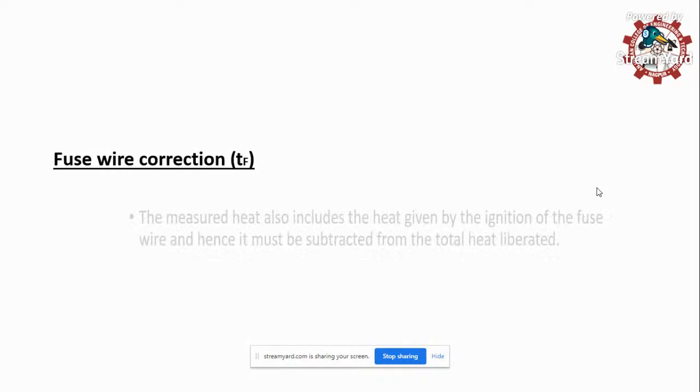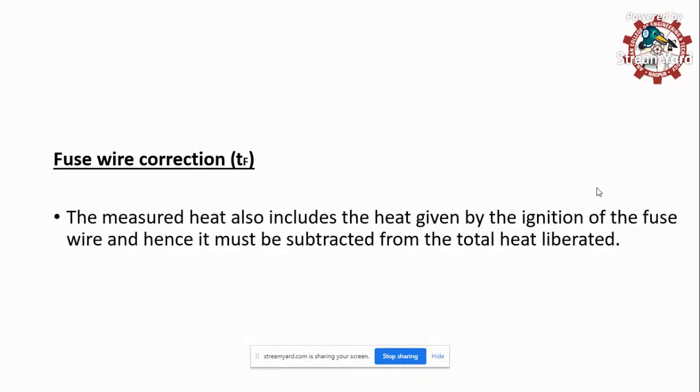Next is fuse wire correction, that is Tf. The measured heat also includes the heat given by the ignition of the fuse wire, and hence it must be subtracted from the total heat liberated. Now this fuse wire correction, you just need to remember how it is being done. It is not your cup of tea. होता क्या है? We just measure the thickness of the wire and how much amount of energy is being given in one spark. So that is being considered here. So it is being calculated in terms of calories.